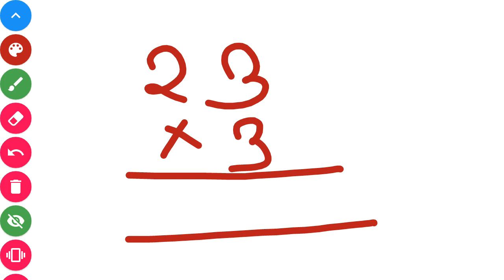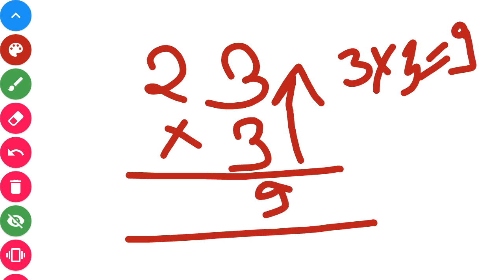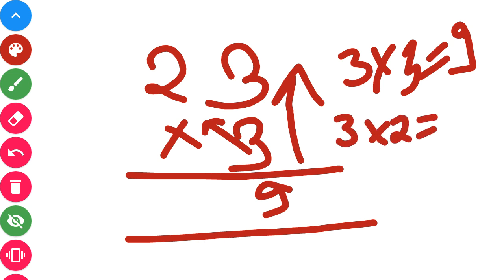What will we do in this question first? First we will multiply at the ones place. So 3 multiplied with 3, how much will we get? 3 3s are 9. Now 3 2s are, 3 into 2, 6. 69 is our answer. Okay, let us take one more example.